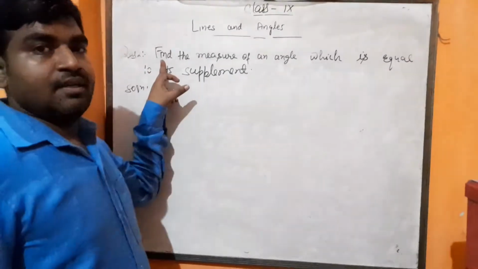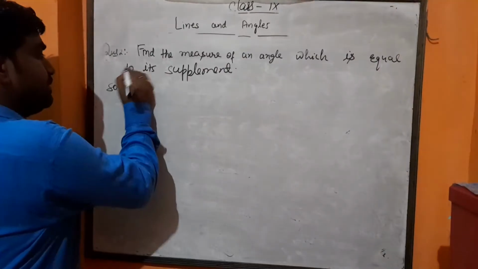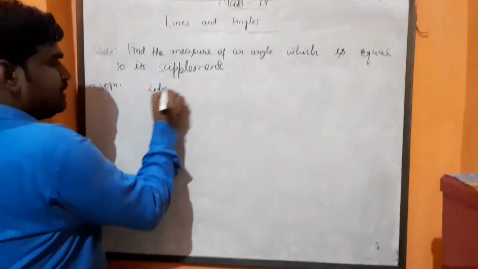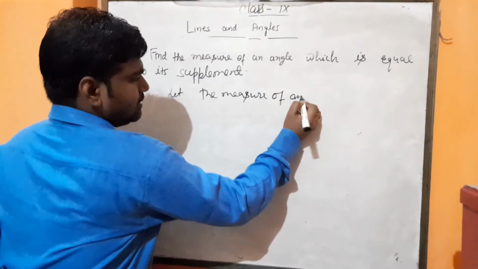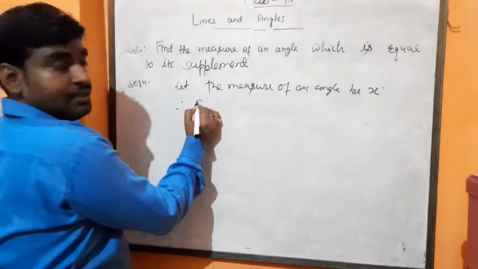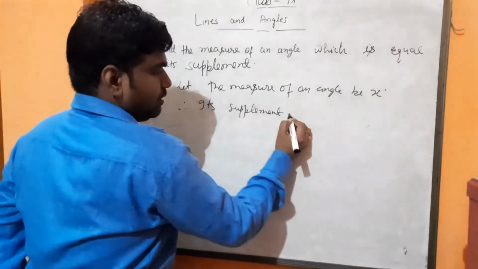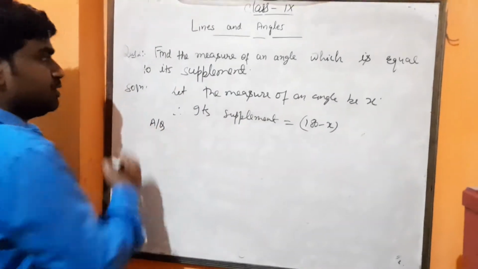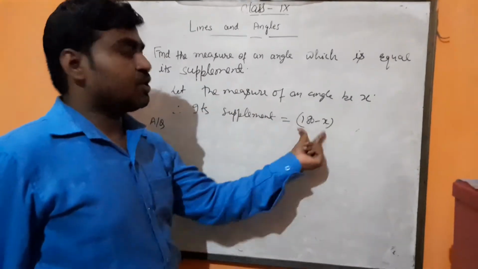Another question: find the measure of an angle which is equal to its supplement. Let the measure of the angle be x degrees. Therefore, its supplement is equal to 180 minus x. Now, according to the question, it is given that the angle is equal to its supplement. It means that x equals 180 minus x.